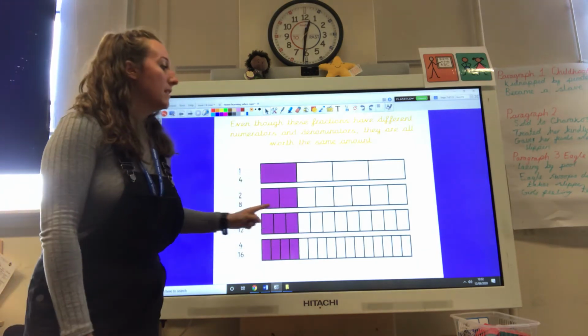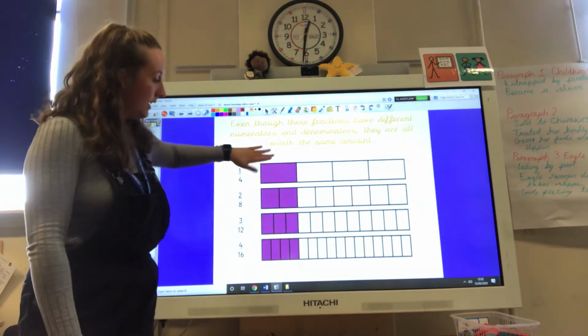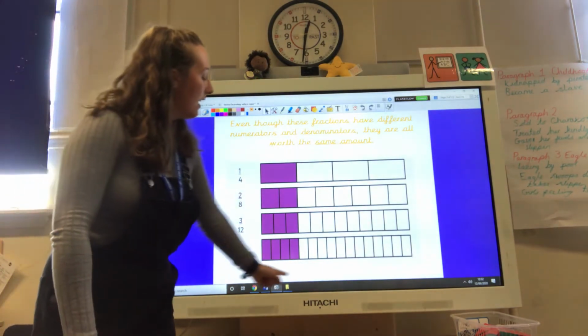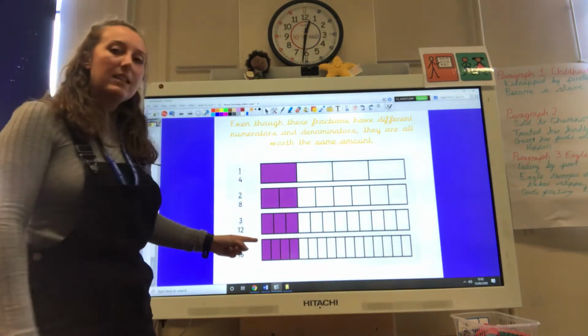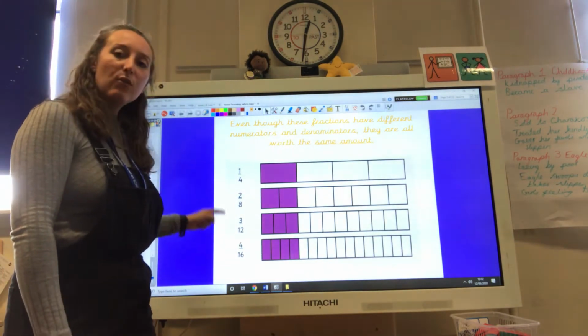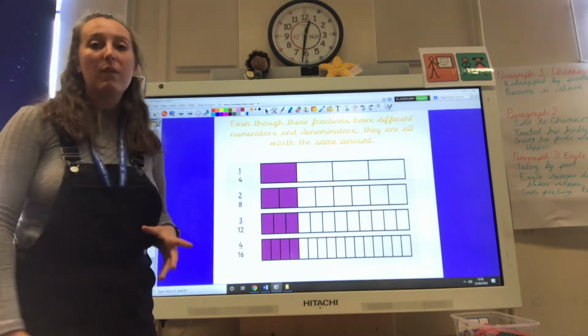This time my bar is split into 12 equal parts and 3 are shaded, and we can see they're all worth the same amount. And finally, this time my bar is split into 16 parts and 4 are shaded. So 1/4, 2/8, 3/12 and 4/16 are all equivalent.